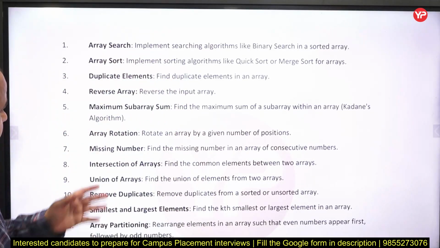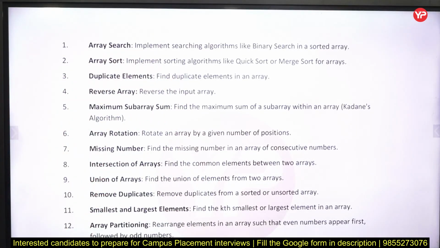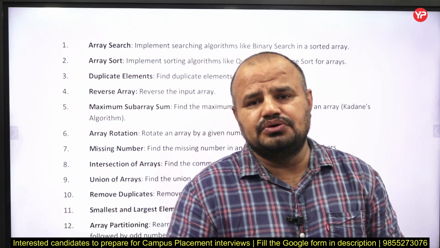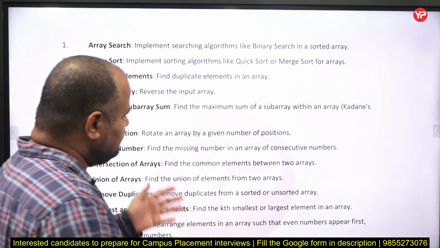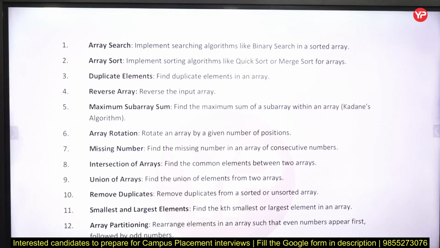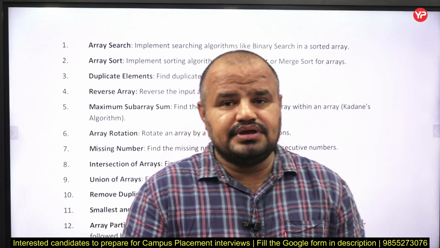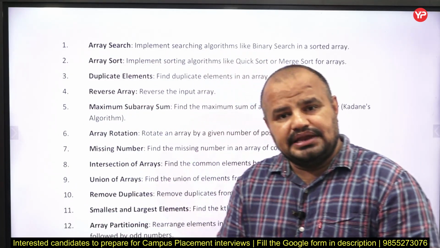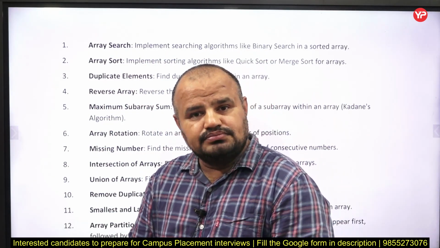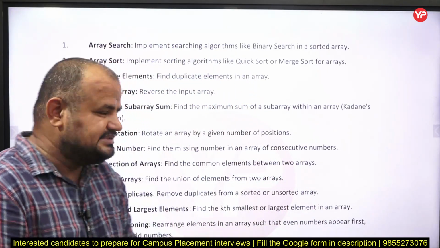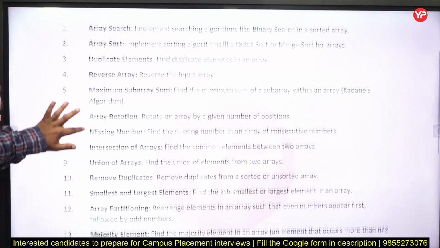Next is array rotations. We need to rotate the array by 1 position, 2 positions or 3 positions. Maybe some target values are given to you. Next, we have to find the missing term, like we have a consecutive array, maybe in AP form or any other form, where one element is missing and we have to find that missing element. Again, it's a very important problem.